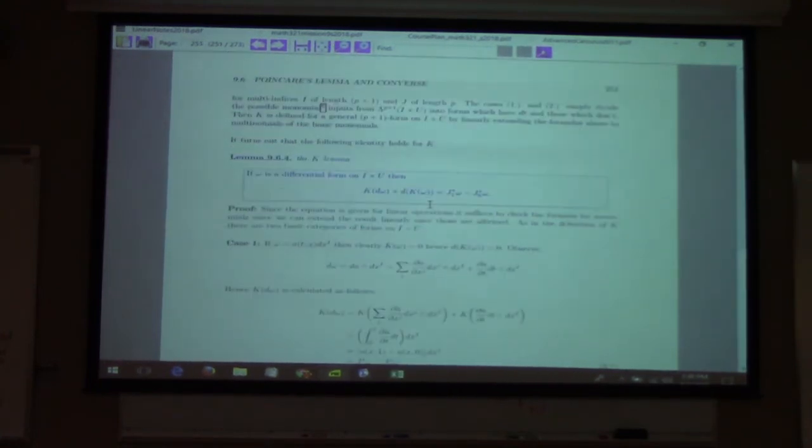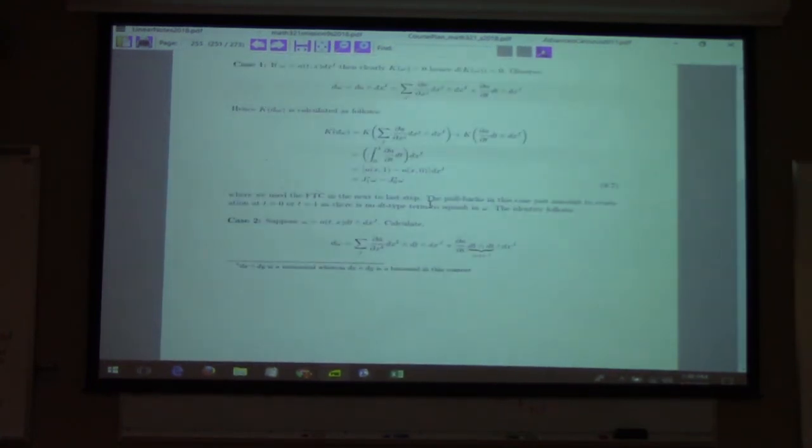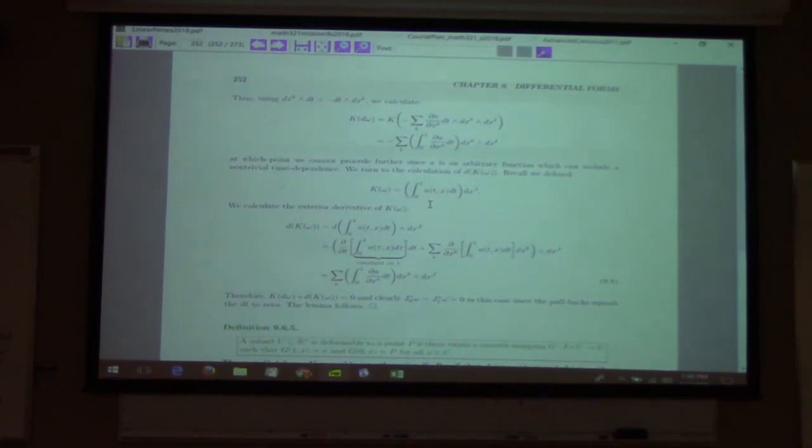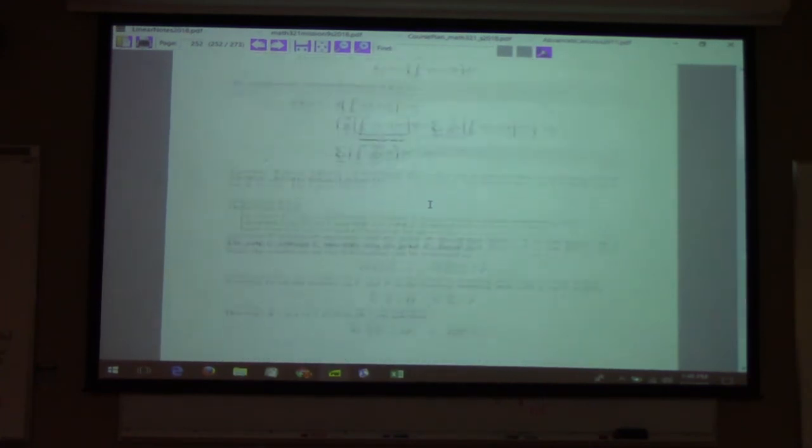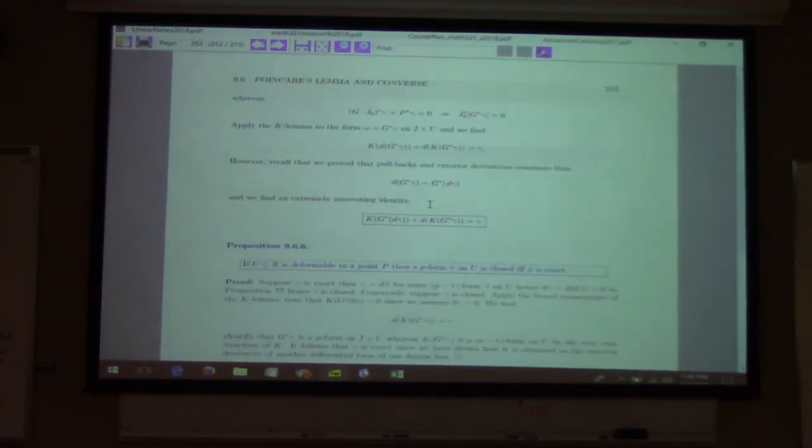Poincaré's lemma is basically the fact that the curl being 0 implies conservative. It's some kind of generalization of that to arbitrary things. It actually shows you how to calculate a potential form for an arbitrary form. I'm digressing.